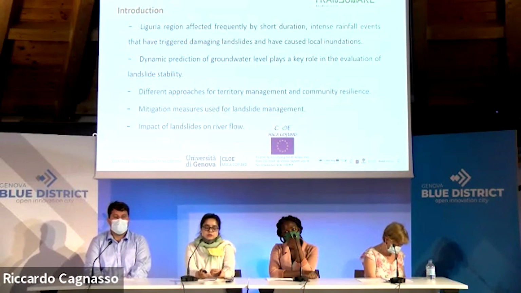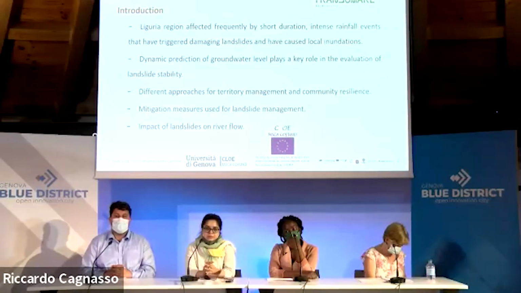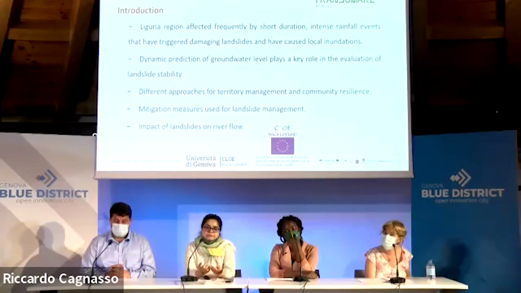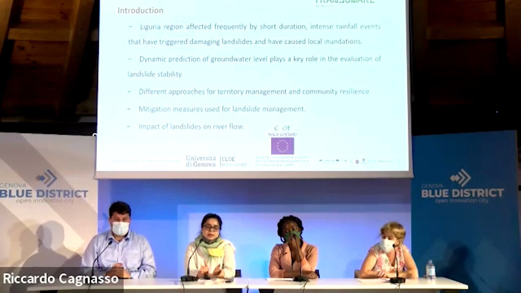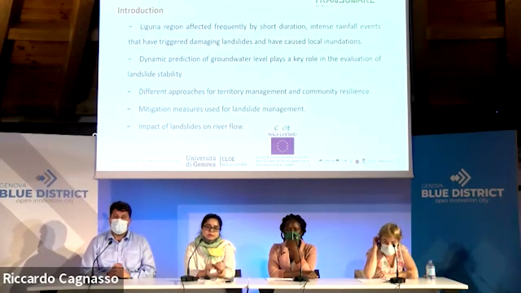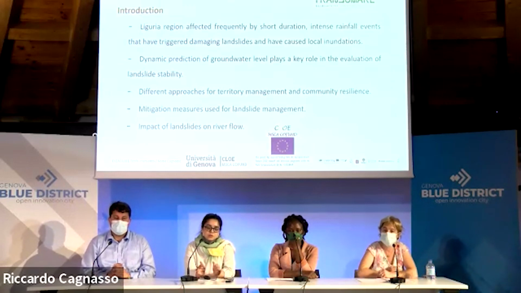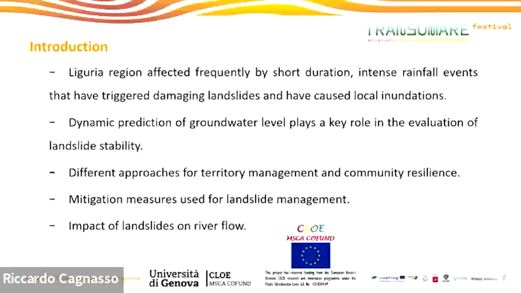Starting from the introduction, the Liguria region is basically affected by short-duration and intense rainfall events that have triggered damaging landslides and then caused local inundations. Rainfall is the main factor here in the Liguria region which can cause landslides, and rainfall is connected with the groundwater level. Hence, the prediction of groundwater level plays a key role in the observation of landslides.